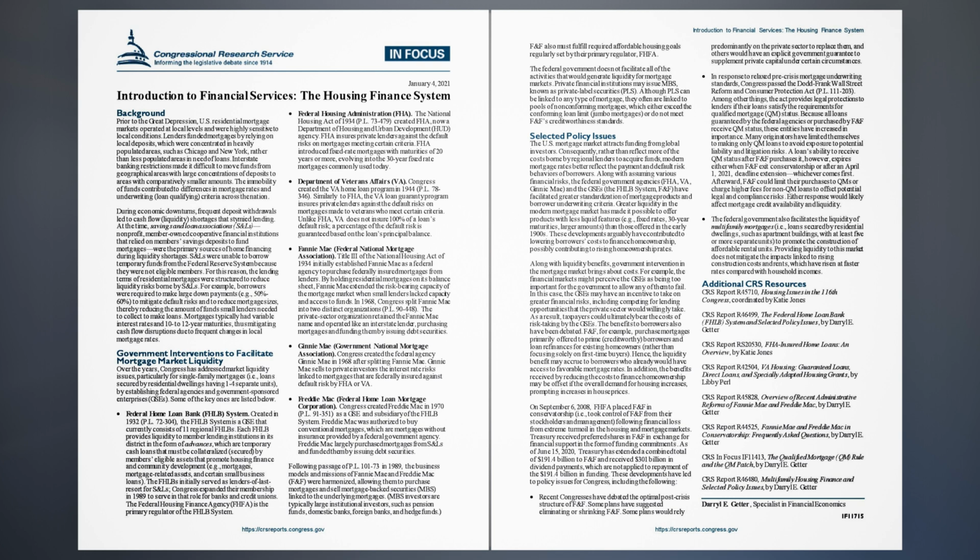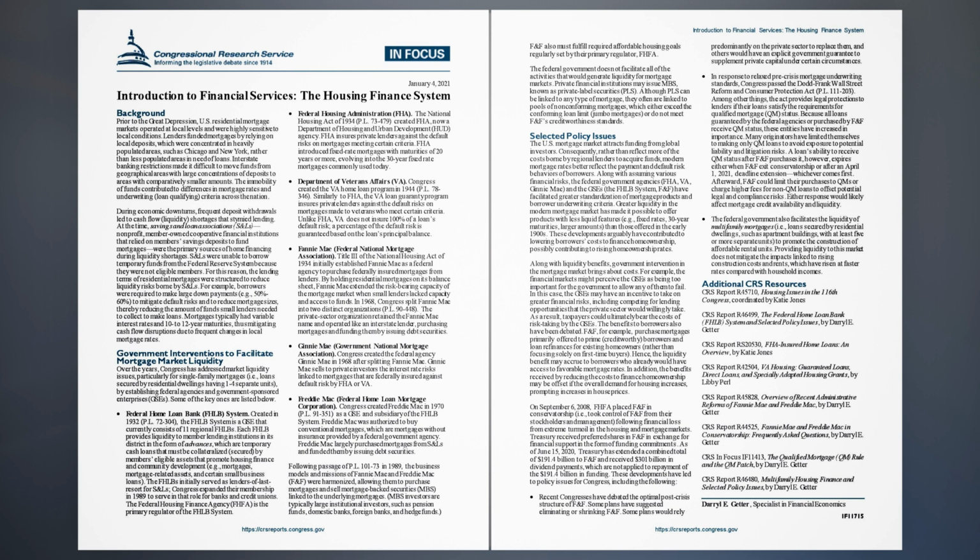The benefits to borrowers also have been debated. F&F, for example, purchase mortgages primarily offered to prime, creditworthy borrowers and loan refinances for existing homeowners, rather than focusing solely on first-time buyers. Hence, the liquidity benefit may accrue to borrowers who already would have access to favorable mortgage rates. In addition, the benefits received by reducing the costs to finance homeownership may be offset if the overall demand for housing increases, prompting increases in house prices.